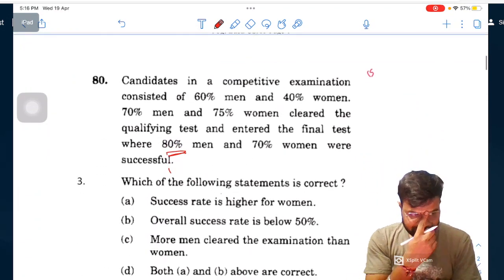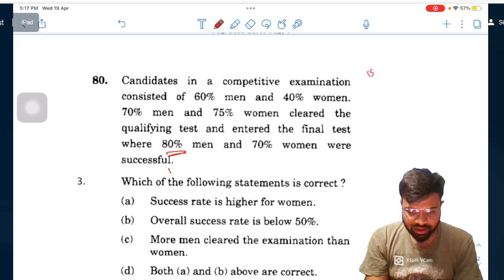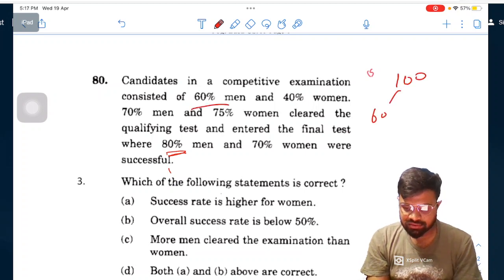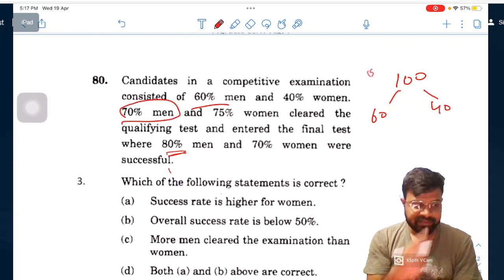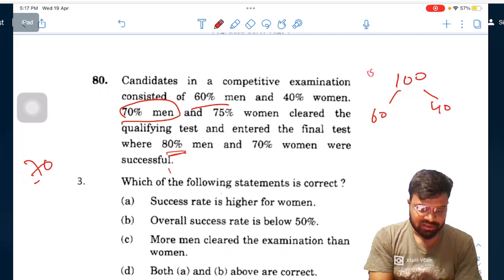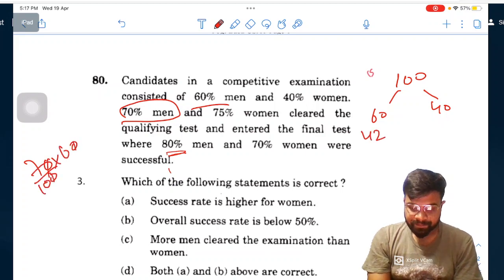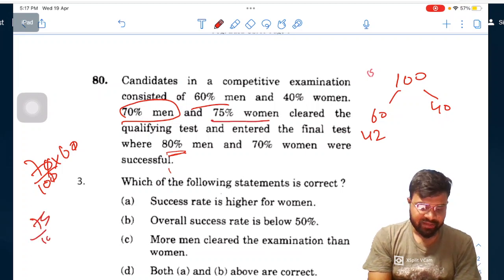Okay, now this third question. Again, we will assume 100 people: 60 are men, 40 are women. 70% of men means 70% of 60, 70 upon 100 into 60, which is 42. And 75% of women means 75 by 100 into 40, 3 by 4 into 40, which is 30.